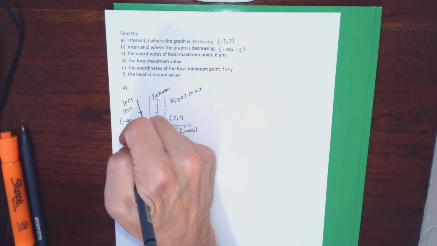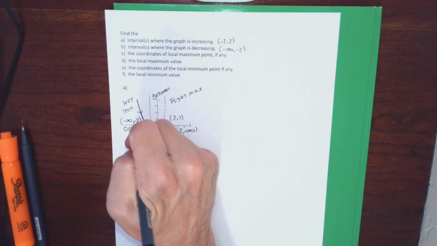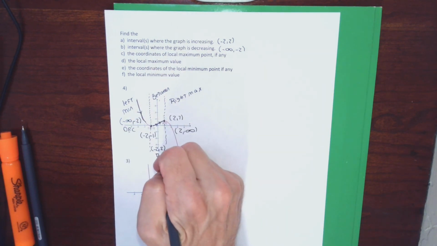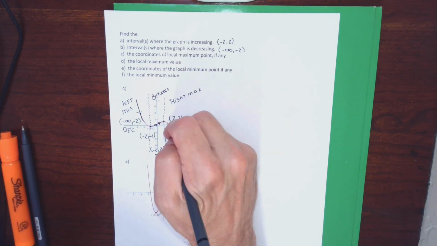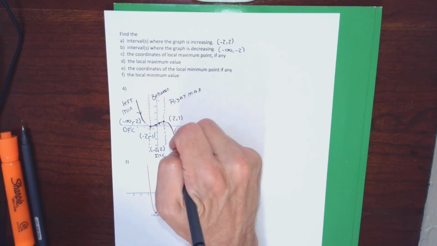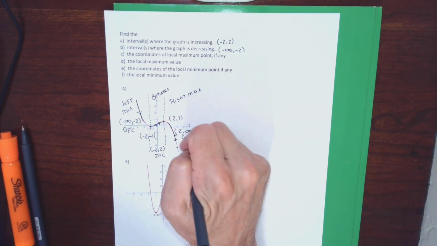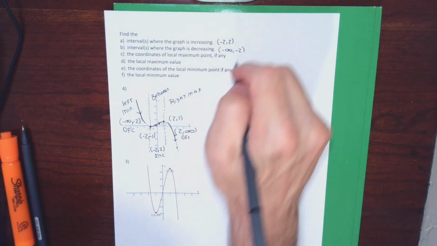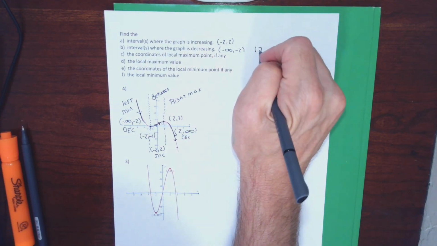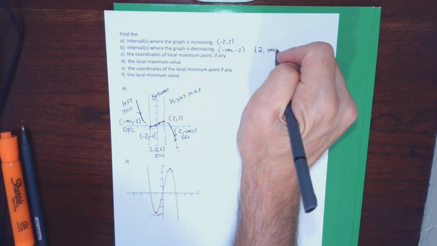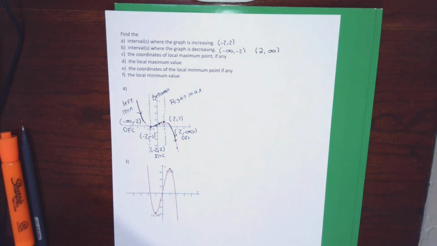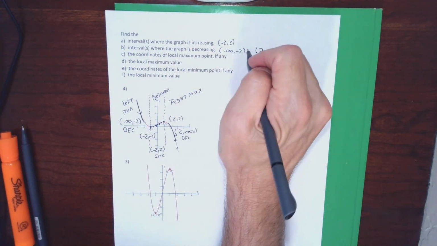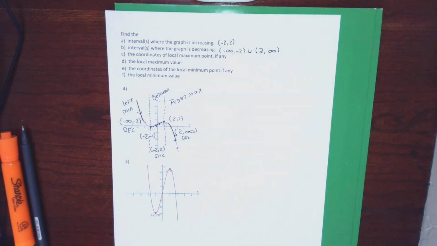So it goes decreasing, increasing, and then this last interval, it's another decreaser, because as I'm tracing, my marker's going lower. I have two decreasing intervals and one increasing interval. I separate the separate intervals with a U.